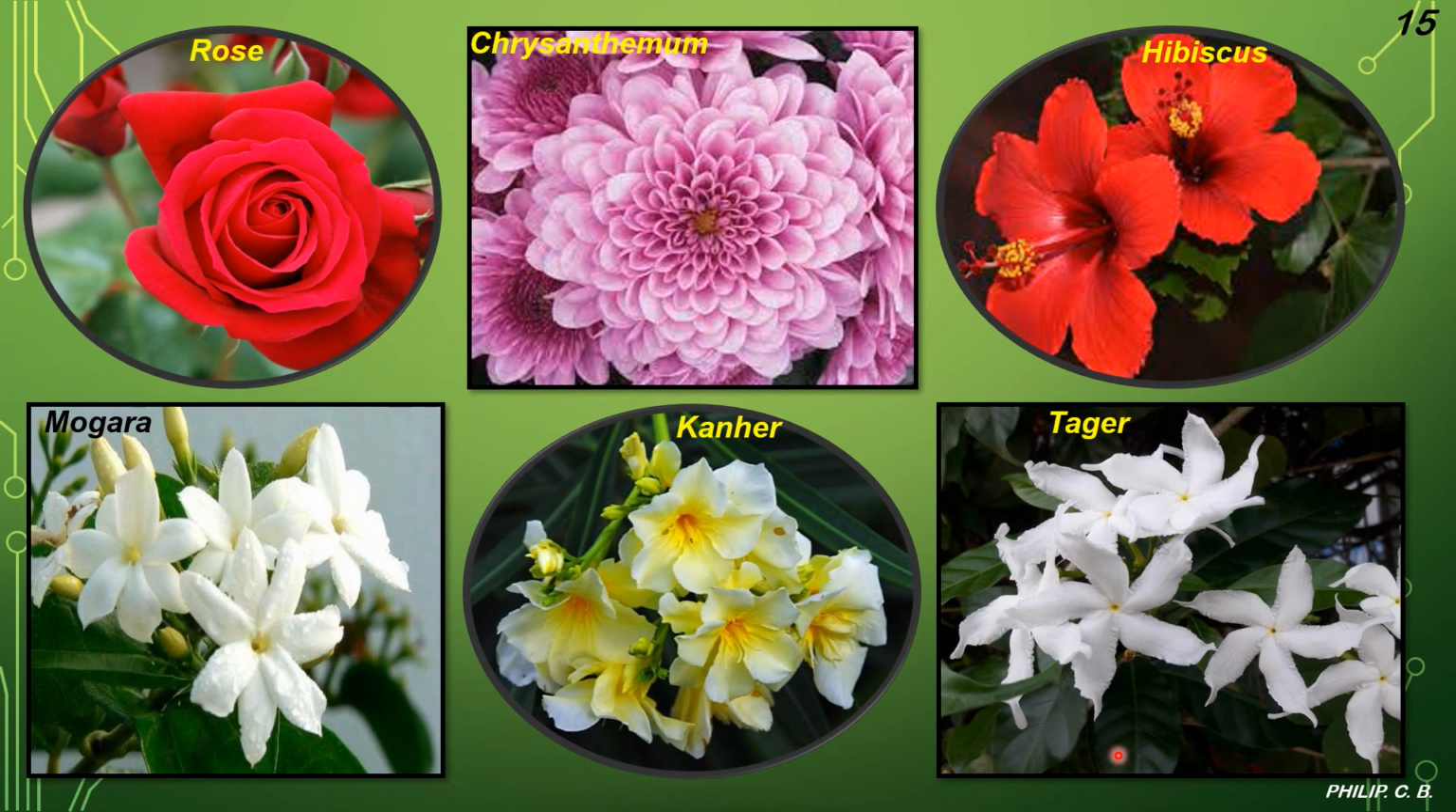Then all the images which you just read in the paragraph. Rose, which most of you might have seen. Then you can see how beautiful the chrysanthemum looks. Hibiscus, also most of you might have seen. Few more: tiger, kanhar, and mogra. Okay.